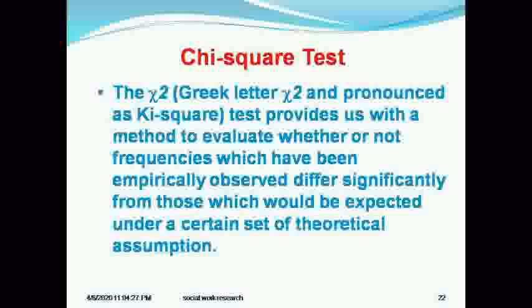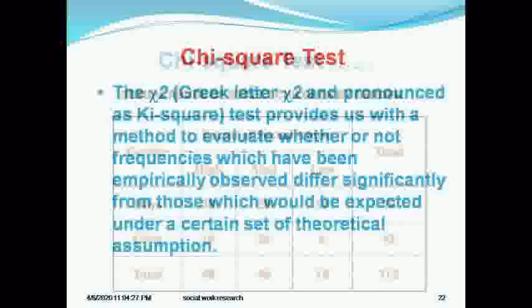Now, what is chi-square? The chi-square test provides us with a method to evaluate whether or not frequencies which have been empirically observed differ significantly from those which would be expected under a certain set of theoretical assumptions. Now, the chi-square test is a non-parametric test of significance. This is a widely used test by social workers.